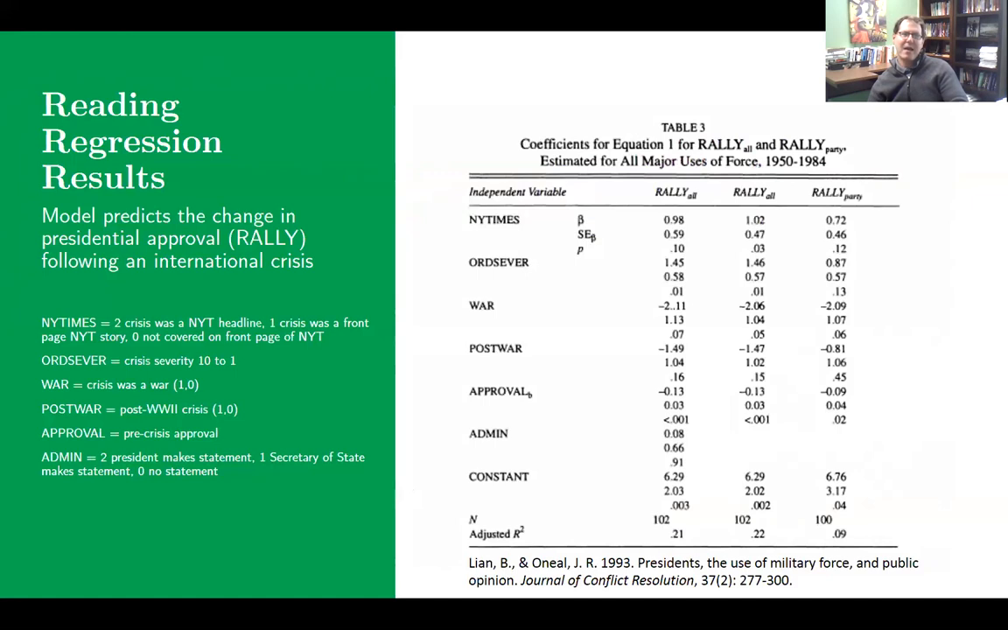And so this is a regression analysis by Lin and O'Neill from 1993, in which they analyze the effect on presidential approval, so the change in presidential approval, what they call rally, that occurs around international crises. And so the idea is, is there a rally around the flag effect, where leaders become more popular when there's an international crisis? And so there's a bunch of different variables. And over on the left-hand side, I talk through how each of those variables are coded.